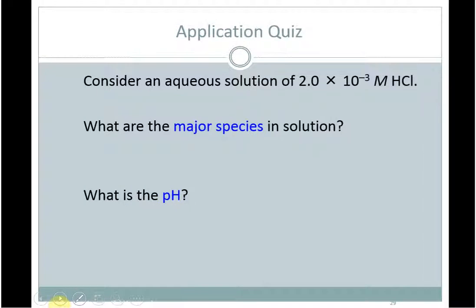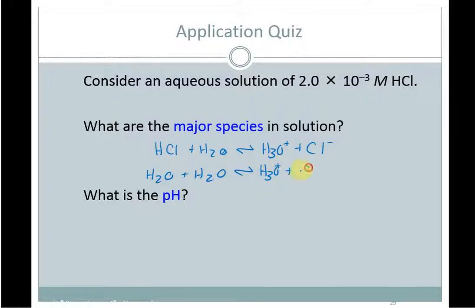So here we have an aqueous solution of HCl. HCl in water gives the hydronium ion and Cl minus. We also have water. Water always self-ionizes here to give H3O plus and OH minus. The K value here is very, very high because it is a strong acid. The K value here is very, very low because it's 1 times 10 to the minus 14.